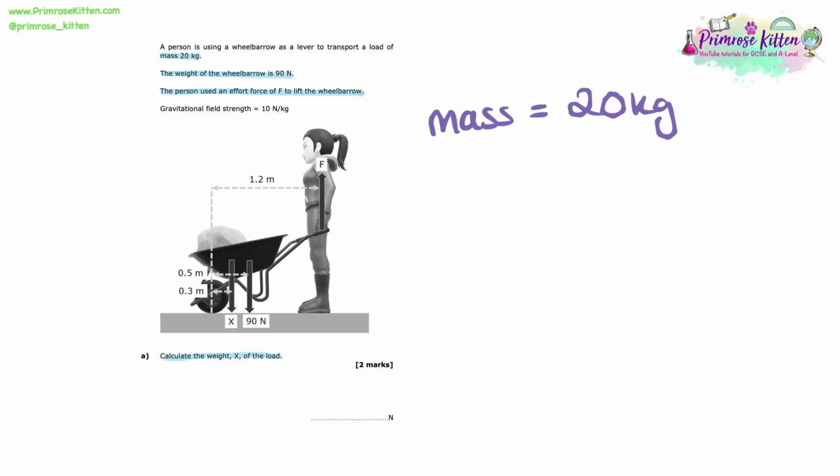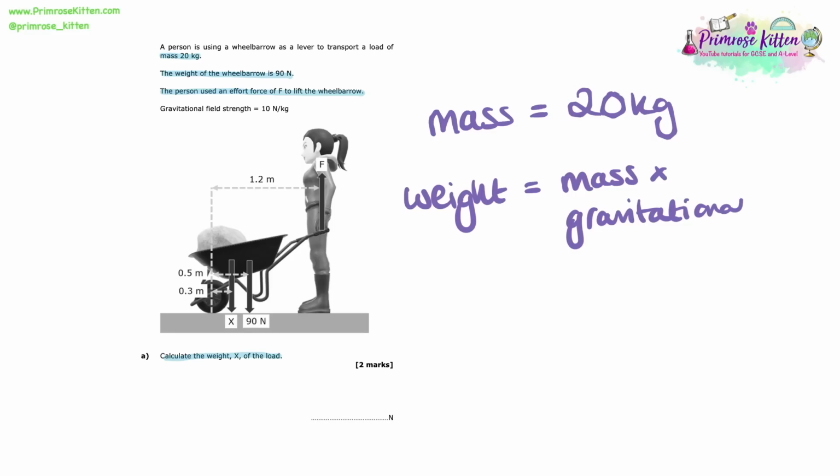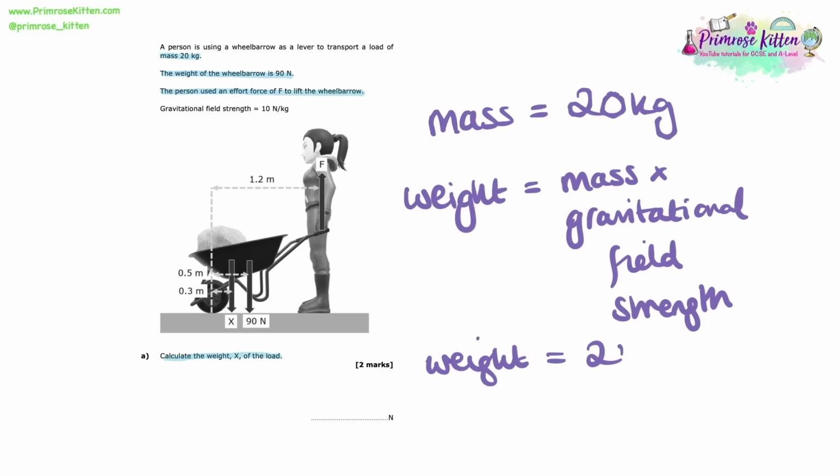Now let's think about what we know about this load X. We know that it has a mass of 20 kilograms, and we also know that the formula for weight is that weight equals mass times gravitational field strength. Well, looking at that, we have all of the information that we need to calculate the weight. We know that the mass is 20, and we're told that the gravitational field strength is 10. So weight is 20 times 10, which gives us 200 newtons.